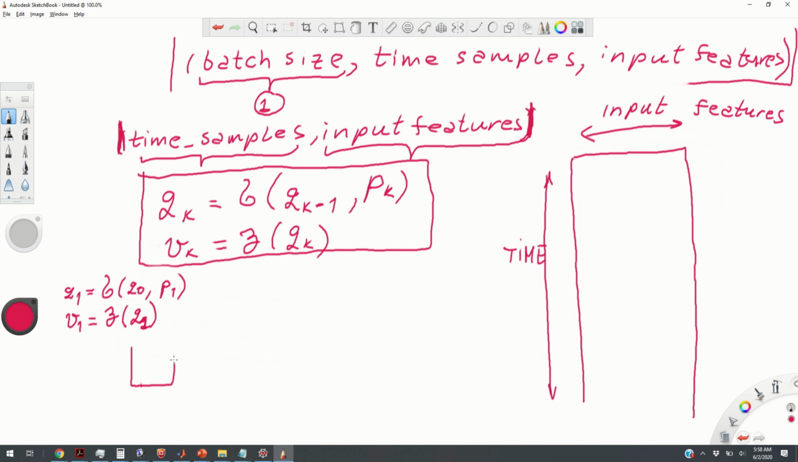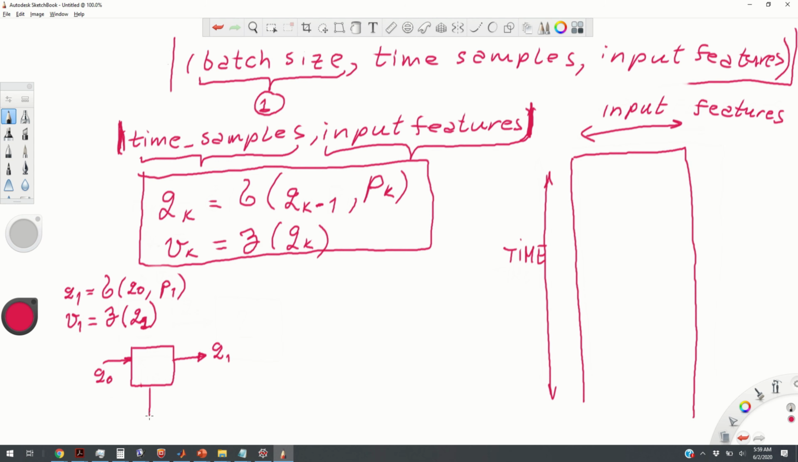So let's say at time instant 1, what happens? The internal output of your network will be represented by Q1. Okay, let's read this equation. We have as an input the state, or hidden layer vector, however you want to call it, at time instant Q0.